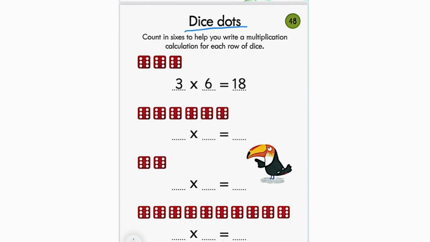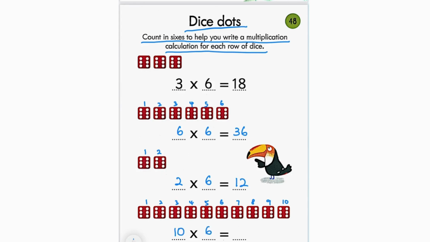Dice dots. Count in sixes to help you write a multiplication calculation for each row of dice. 1, 2, 3, 4, 5, 6. 6 times 6 equals 36. 1, 2. 2 times 6 equals 12. 1, 2, 3, 4, 5, 6, 7, 8, 9, 10. 10 times 6 equals 60.